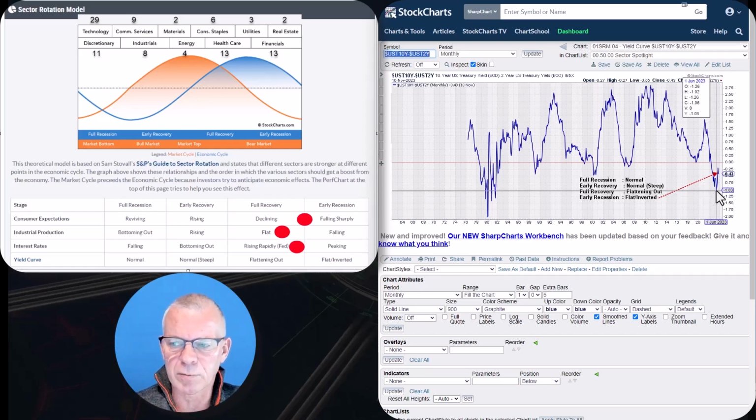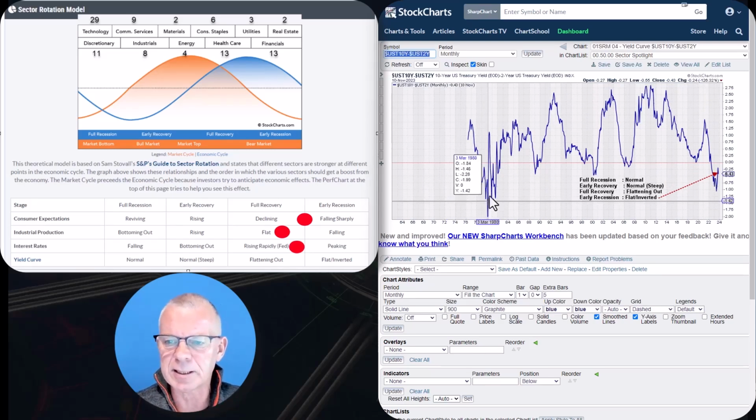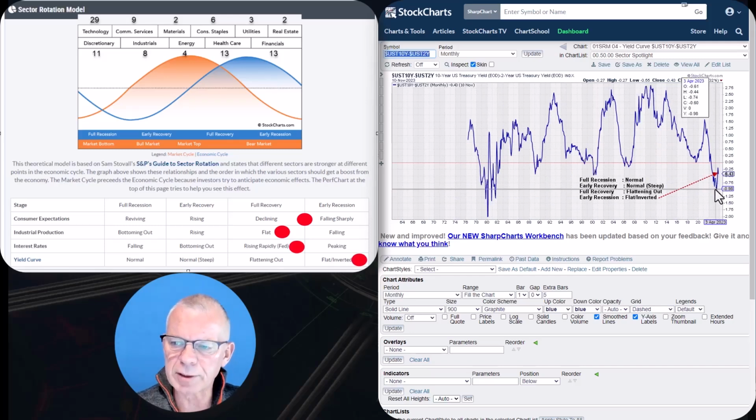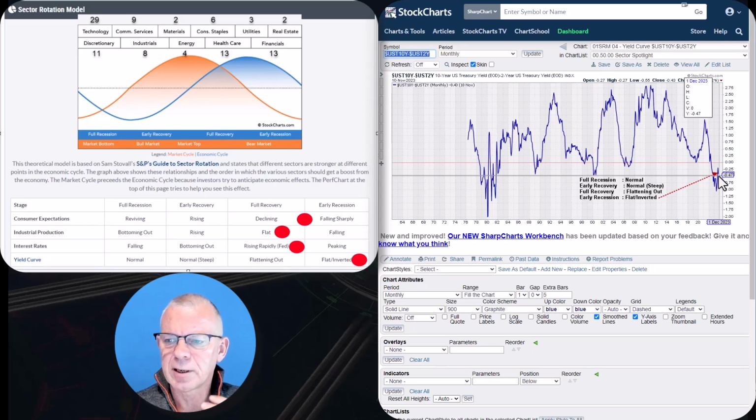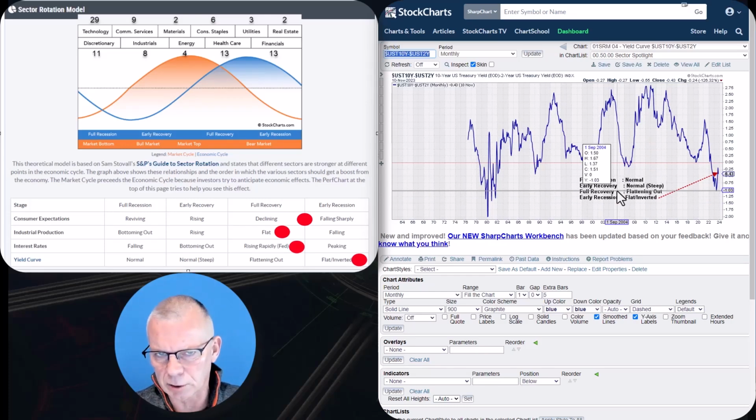It used to be over 1%, which is really inverted. The last time that happened was in the early 80s. So I think it's safe to say we're still flat / inverted. We're picking up, which means that we are in an early recession if you look at the yield curve chart.